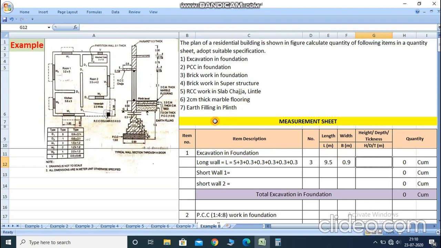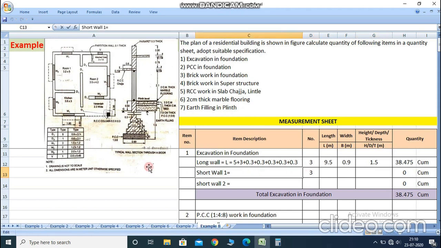Now the depth of the excavation is from the ground level. See this cursor point in the section part, from the ground level to the bottom of the excavation. Here 1.5 meter is already given in the cross section as the excavation depth, so 1.5 is the total depth of the excavation. Now we calculate the short wall length. For short wall 1, the total number is given as 1, 2 and 3, so 3 short walls are provided. So the number is 3.